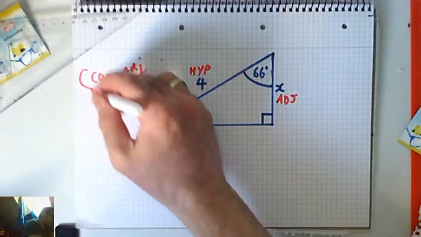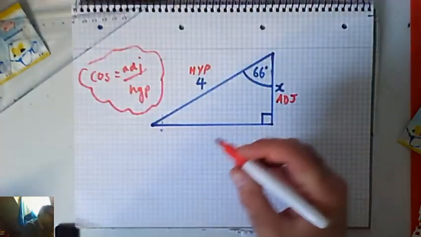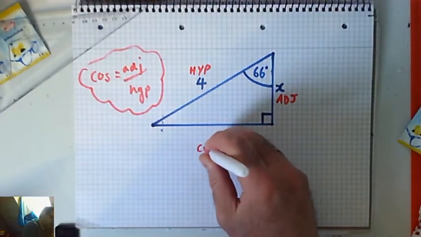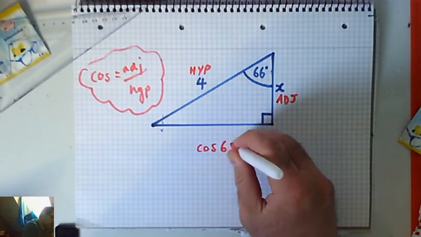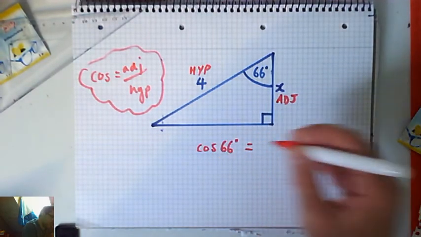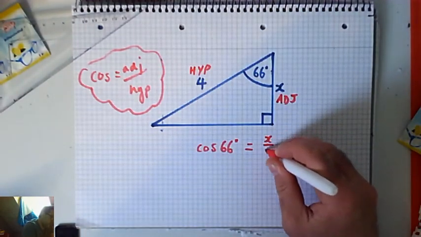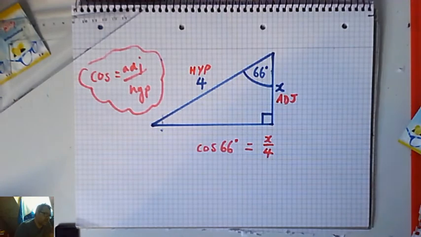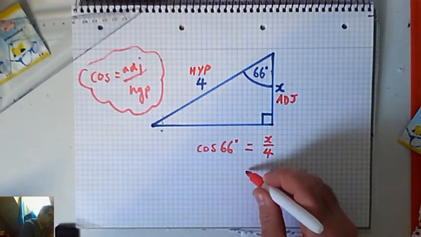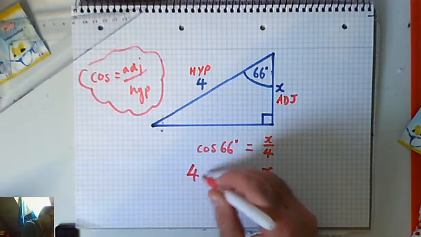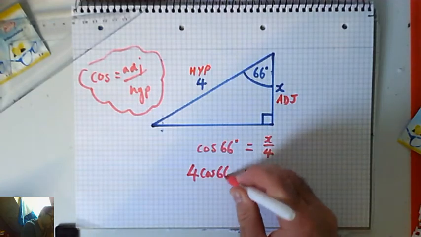So in this particular case, we need to put in all the numbers we've got and apply the cos ratio to this triangle. So cos of 66 degrees is equal to adjacent over hypotenuse, x over 4. I don't want to know what x over 4 is, I want to know what a whole x is. So I'm going to multiply both sides by 4 and get 4 cos 66 degrees.